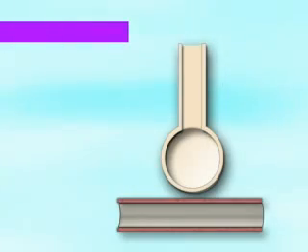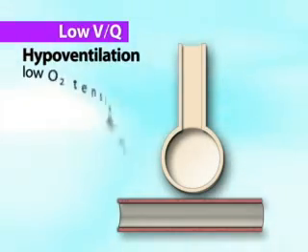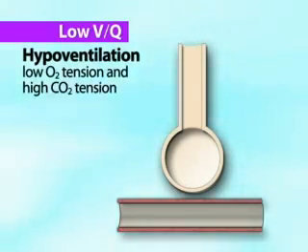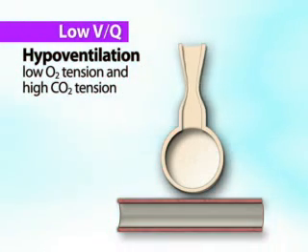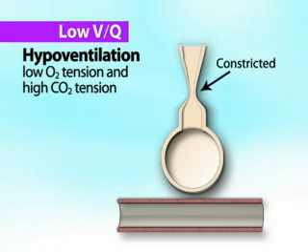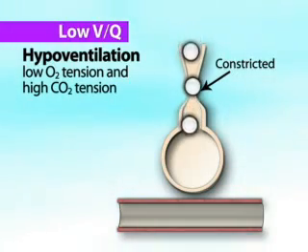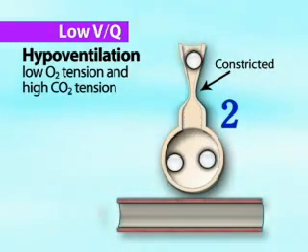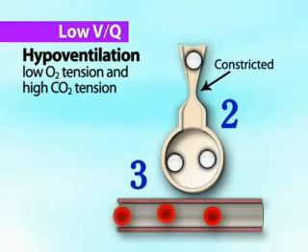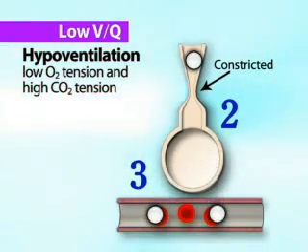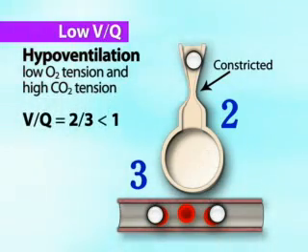On the other hand, low VQ or zero VQ are states of hypoventilation wherein there is low oxygen tension and high carbon dioxide tension. In a low VQ, the RU receives inappropriately low ventilation relative to its perfusion, just like when an RU receives 2 LPM of ventilation and 3 LPM of perfusion. Then, the VQ ratio is 2/3 or less than 1.